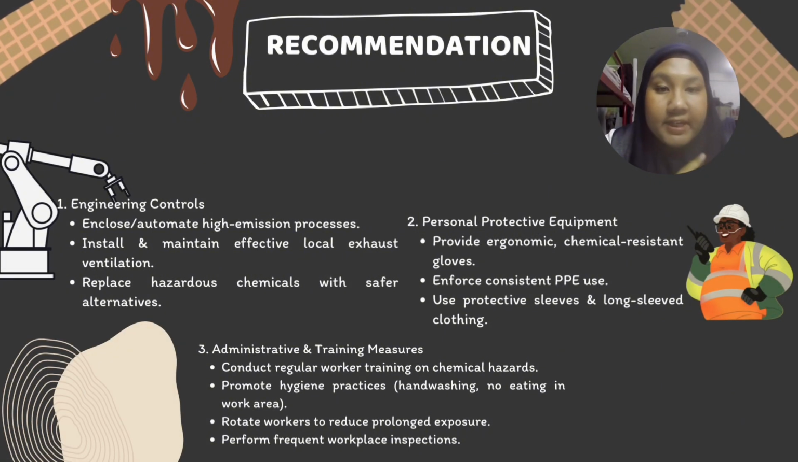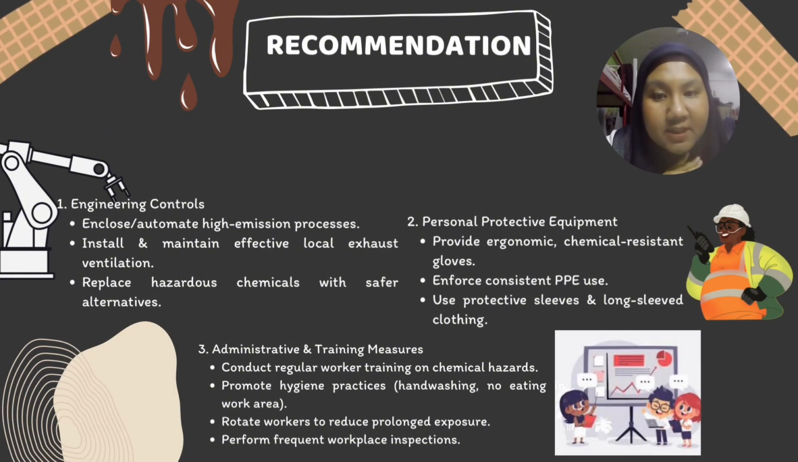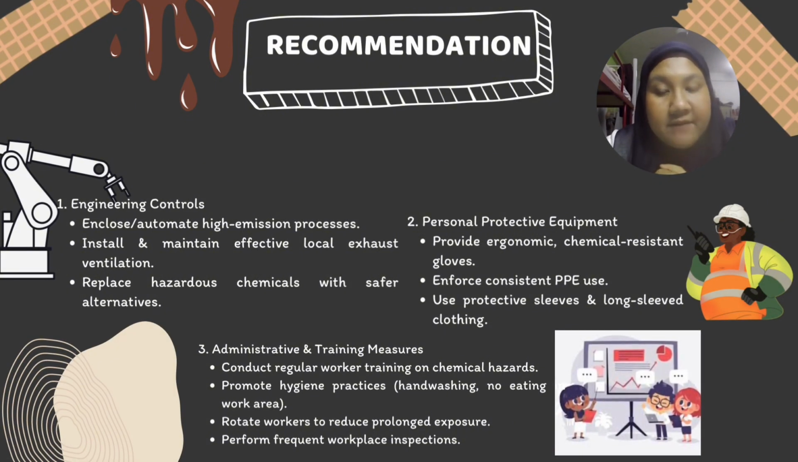Based on our findings, we propose several recommendations to improve workplace safety. First, engineering controls should be strengthened. This includes enclosing high-emission processes, installing effective local exhaust ventilation, and replacing hazardous chemicals with safer alternatives. Second, personal protective equipment must be improved. Workers need ergonomic, chemical-resistant gloves and protective clothing, and PPE use must be consistently enforced.